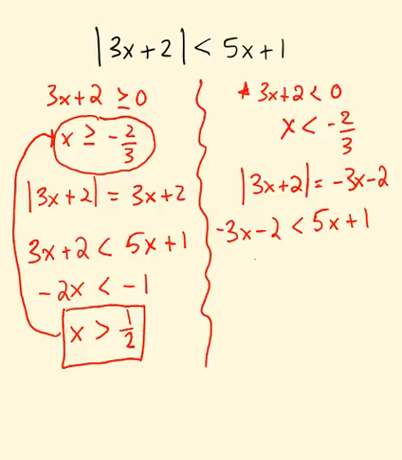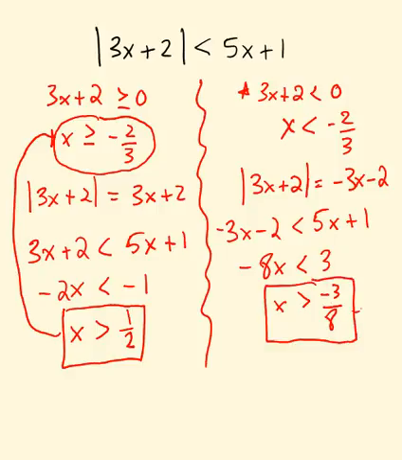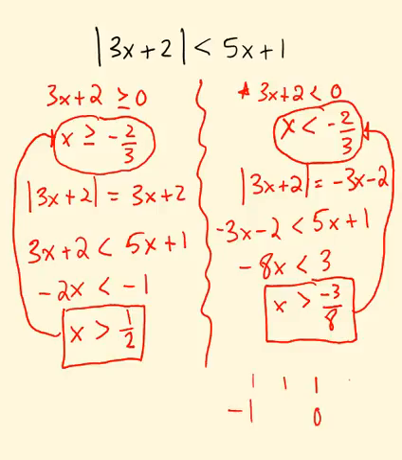So subtract 5x from both sides, negative 8x is less than, add 2 to both sides, less than 3, and then x is greater than negative 3 over 8, because I divided by negative 8. Now, we take our answer and we check, is this consistent with this? And it's not. Okay, if you put these in a number line, here's 0, here's negative 1/2, there's negative 1, here's whatever.